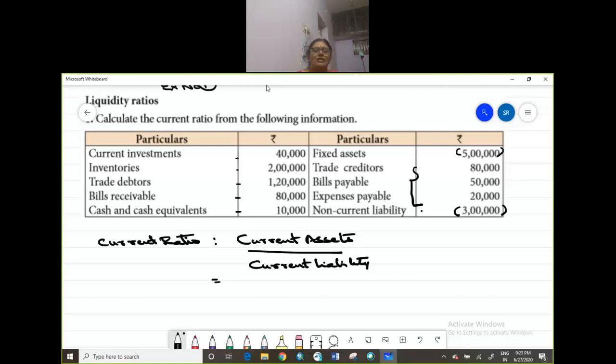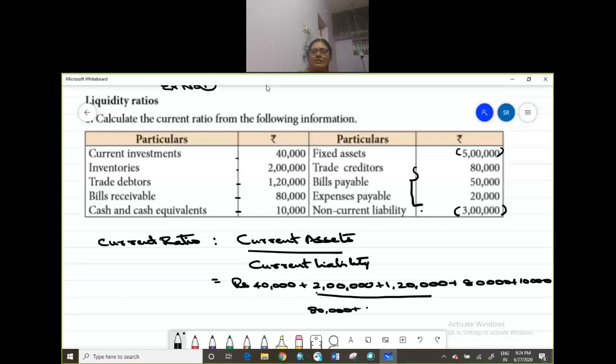So now let us see what is there in the current assets. You have current investment, which is 40,000, then inventories, which is 2 lakhs, then you have trade debtors, which is 1,20,000, plus bills receivable 80,000, plus your cash 10,000, divided by your current liability. Now current liability you have 80,000 plus 50,000 plus 20,000.